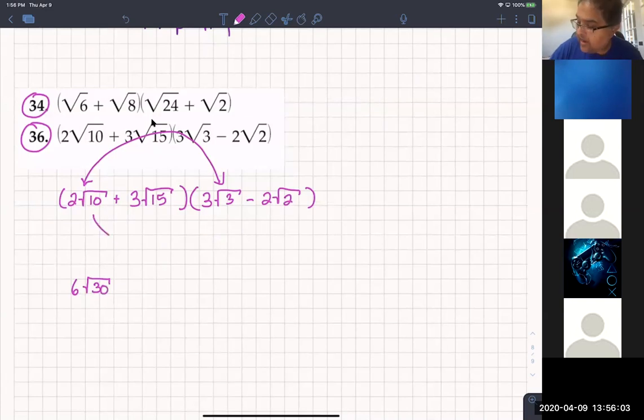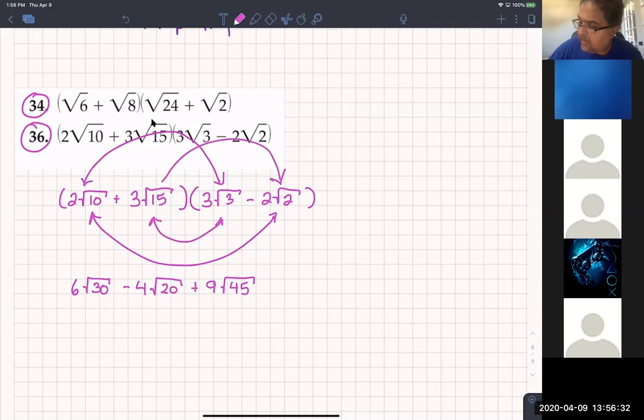Okay, and then I do the outsides, and what do I get? You still get the same. No, you get negative 4 square root 20. Okay. Inside, 9 plus 9 square root 45, and last, negative 6 square root 30.